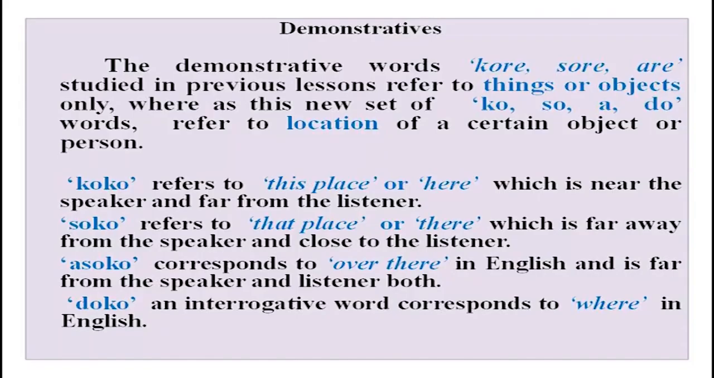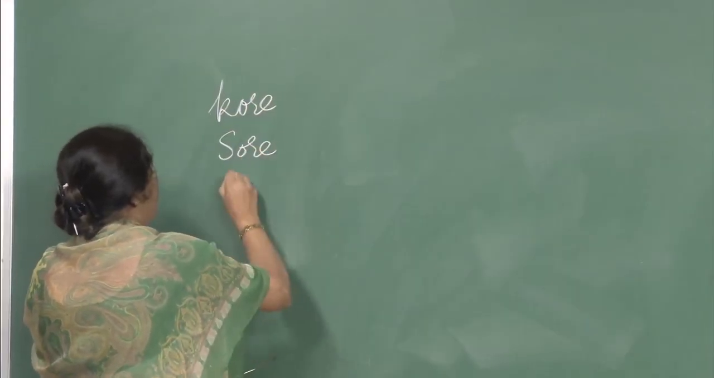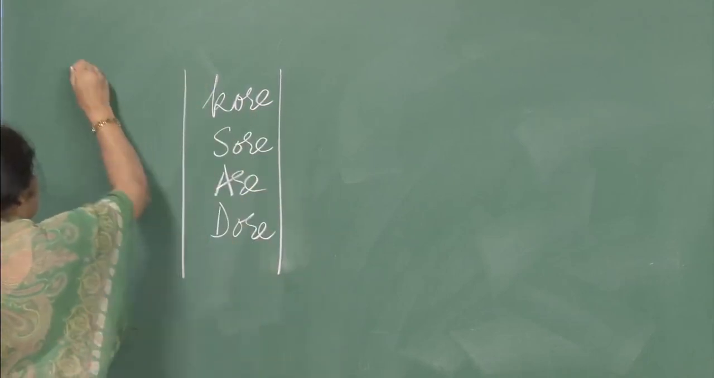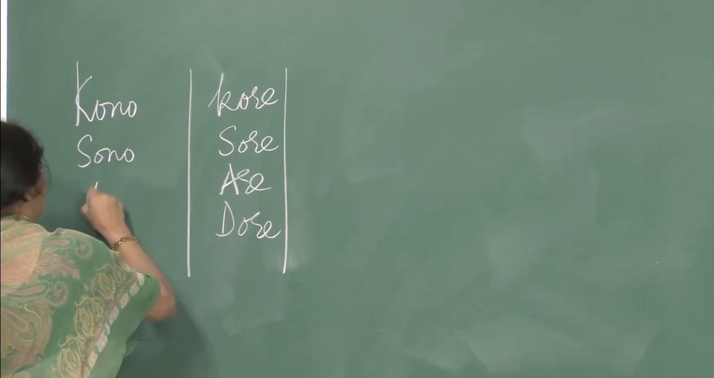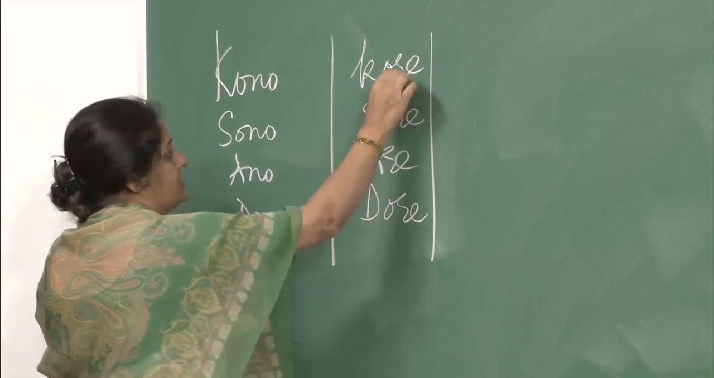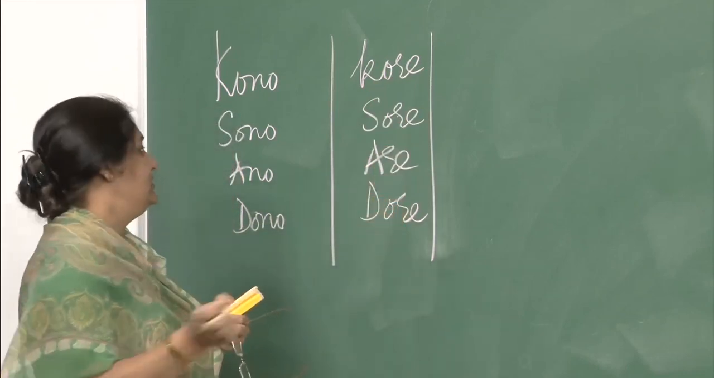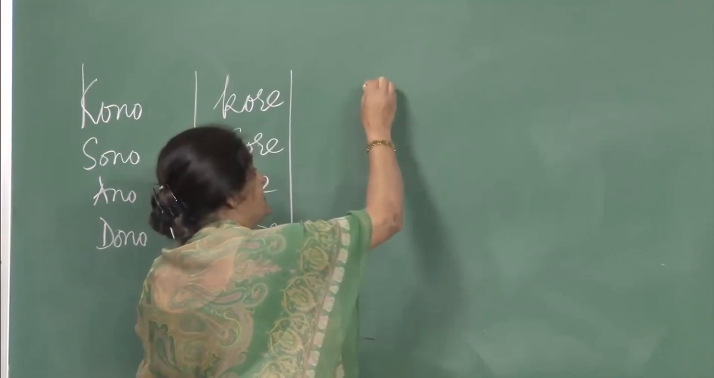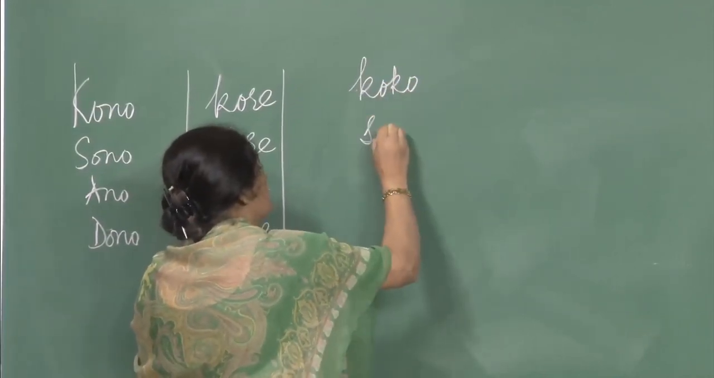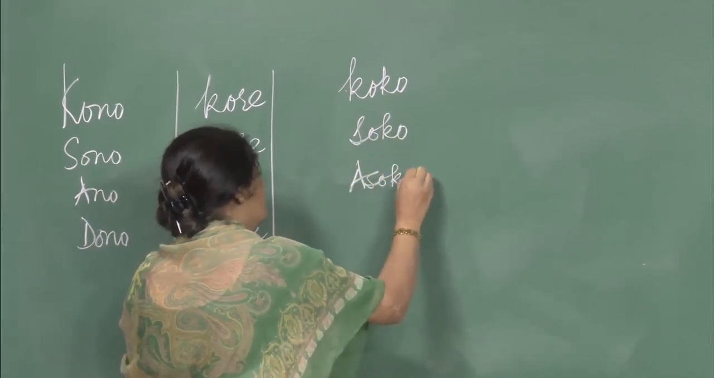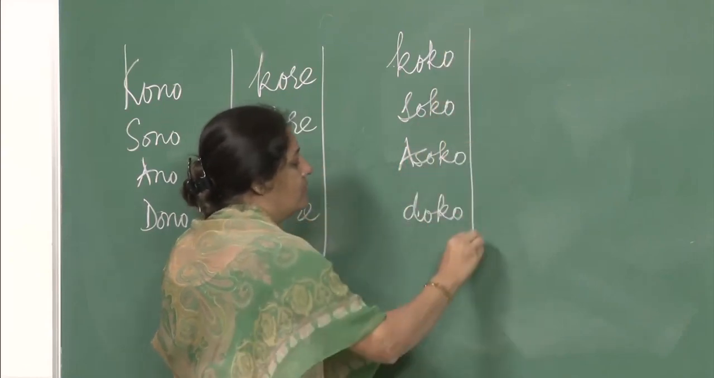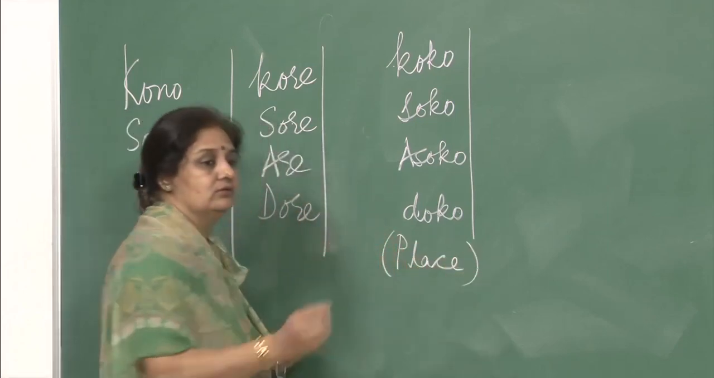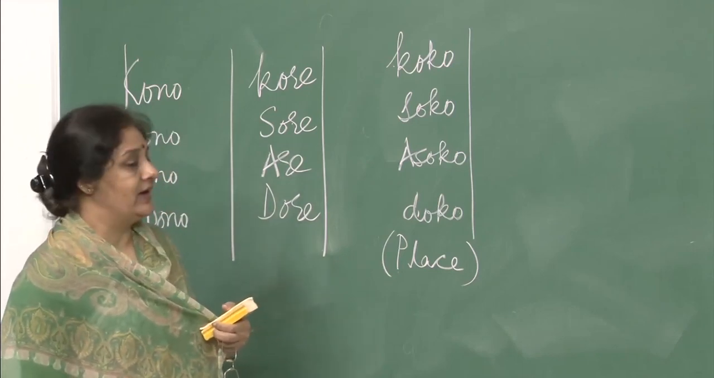Now, we did kore, sore, are and dore, one set of demonstratives. Then we did kono, sono, ano and dono. Now, this one is only for things, as we already know. This is for things as well as for people. Now, today we will do a new set of demonstratives which is koko, soko, asoko and doko. Now, what does it mean? This is for location, for place.